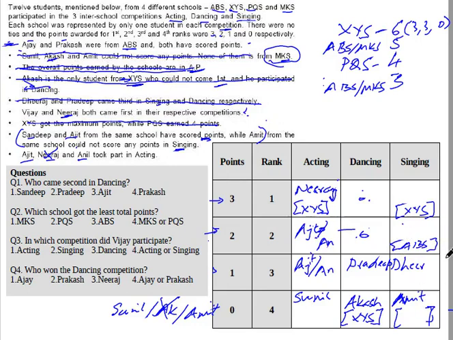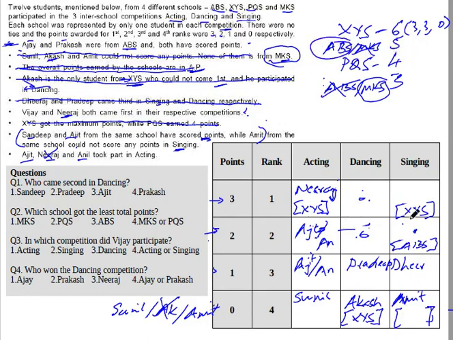Now, the second ABS guy will be from one of these two places, Ajay or Prakash. So let's look at what points ABS can get. ABS can get 2 from here and at least 2 from here, right? 2 points from here. So ABS gets at least 4 points. So ABS cannot get 3 points. So MKS will get 3 points. ABS will get 5 points.